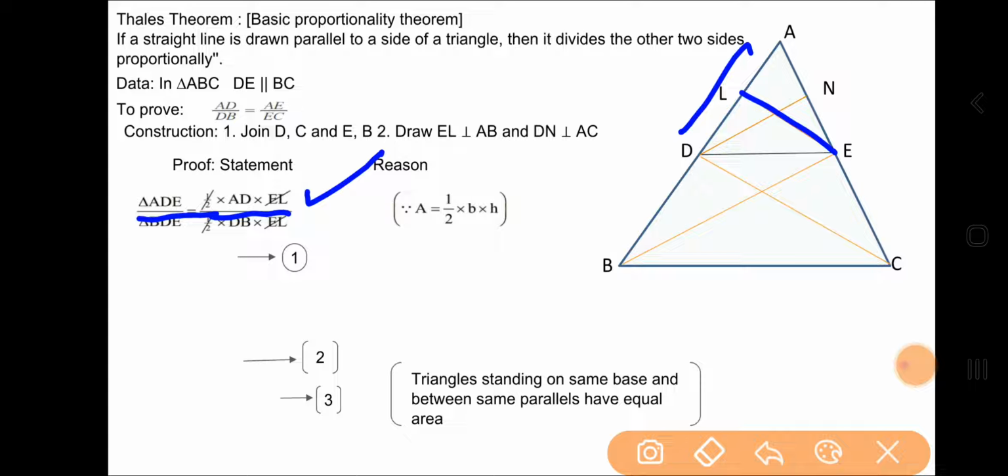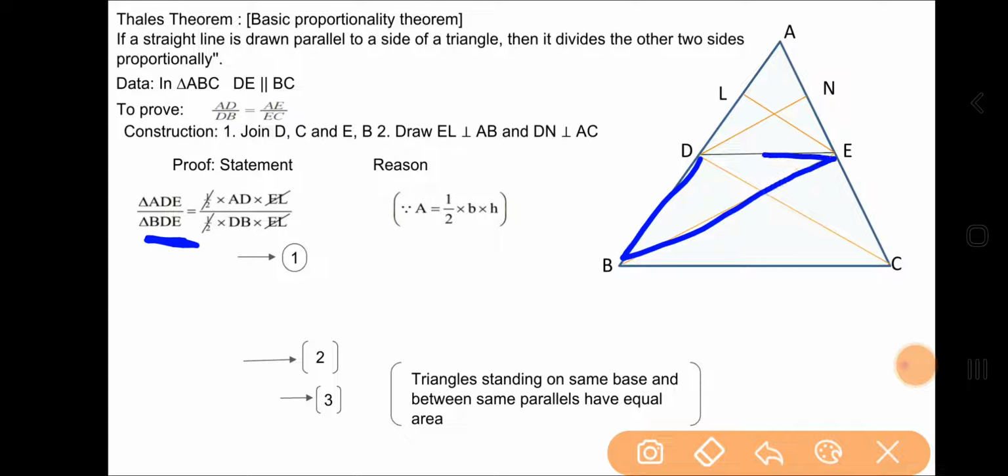In the denominator, what we have taken is triangle BDE. Where is BDE? It is here. This triangle. What is the base of this triangle? Half is common, as half is in the formula, and half BD is the base of this triangle. So what is the height? The height is also EL. Why is it outside the triangle?